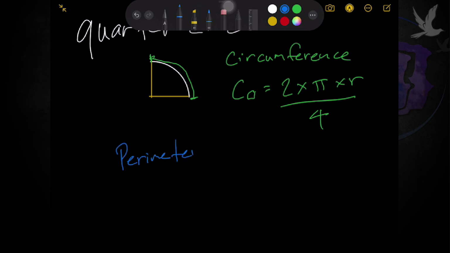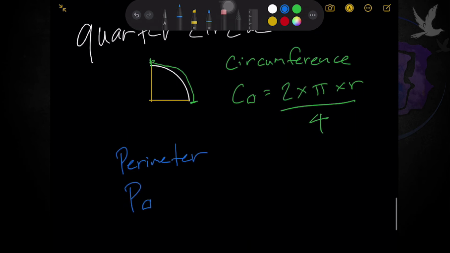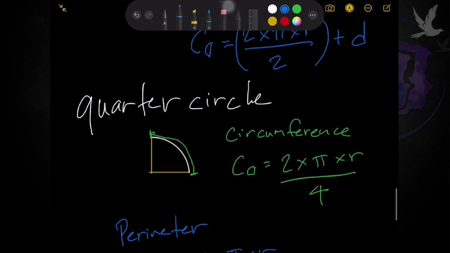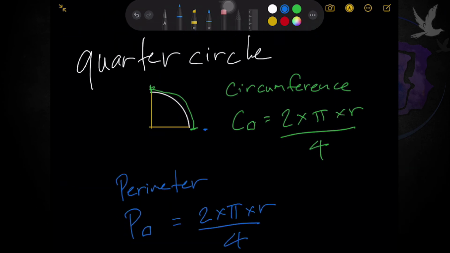in blue, so solving for the perimeter of a quadrant or a quarter circle, basically parang the same lang, no? Same lang. 2 times pi times r divided by 4. But in this case, like what I did earlier dito sa semicircle, starting off with our circumference all the way papunta dito, including these 2 radii natin.